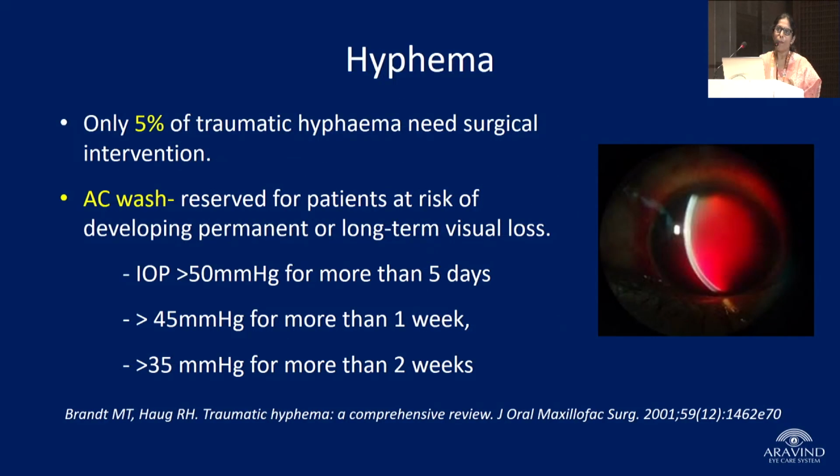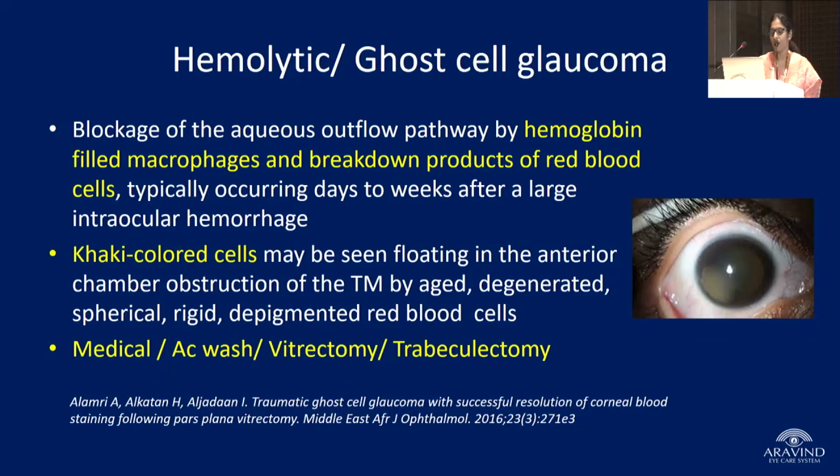Hyphema is the most common cause for high intraocular pressure. However, most hyphemas will respond to steroids and cycloplegics. Only 5% of them might need a surgical intervention. So when do you take the patients for surgical intervention? When there is an intraocular pressure of more than 50 which is present for more than 5 days, or when there is an intraocular pressure of 45 and more for 1 week, or if there is an intraocular pressure of 35 and above for more than 2 weeks.